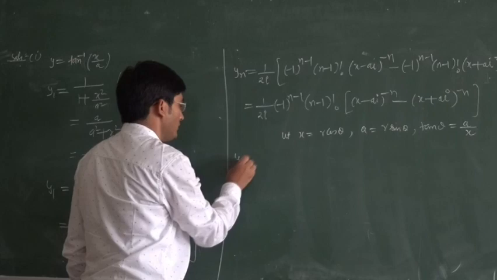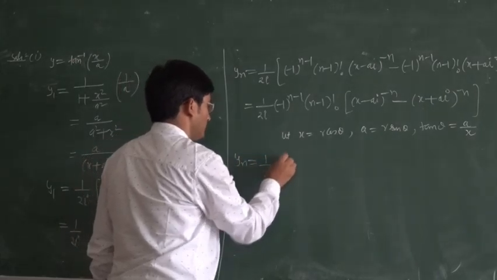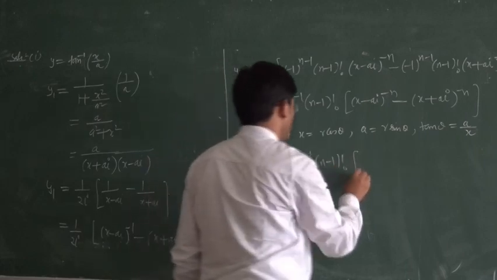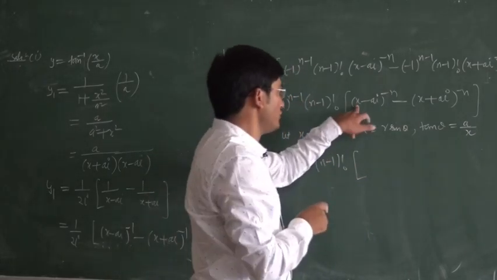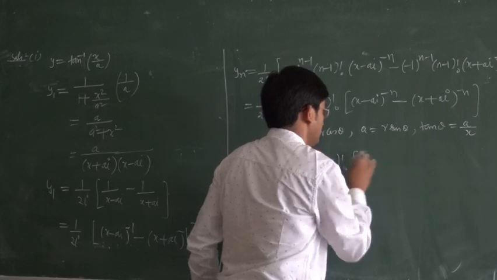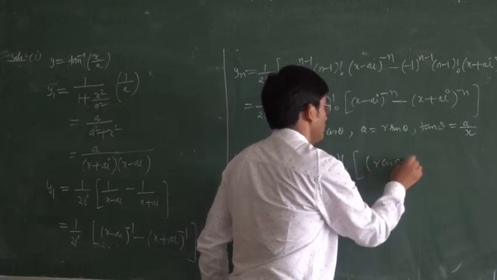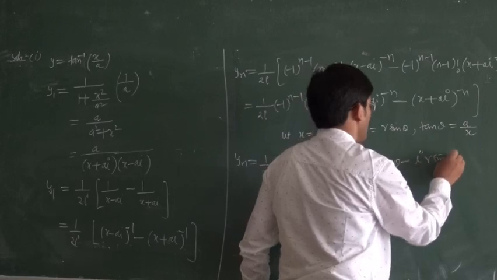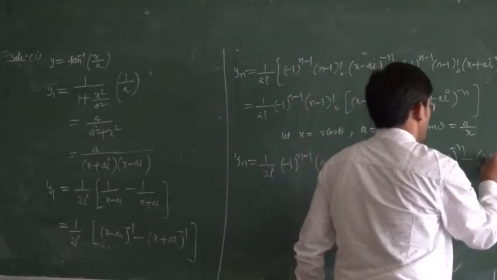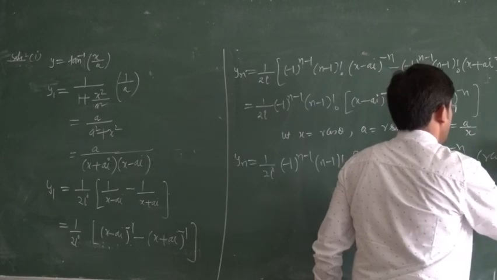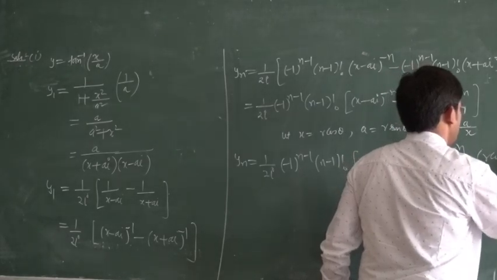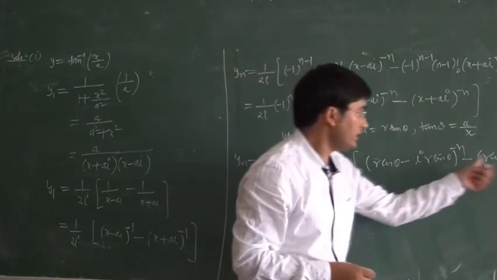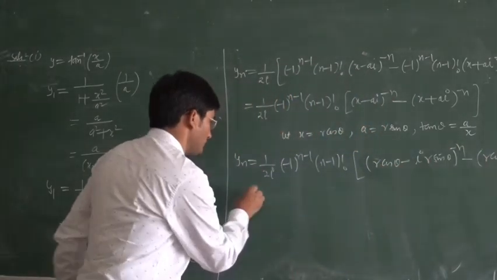So your y will be... now if you put x equal to r cos theta here, then we will get r cos theta minus i into r sin theta to the power minus n here, and r cos theta plus i into r sin theta to the power minus n. So you can see that from here and there we have r to the power minus n common.